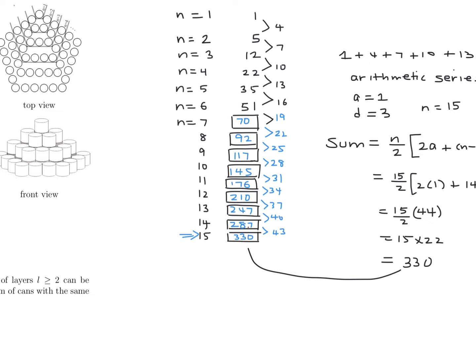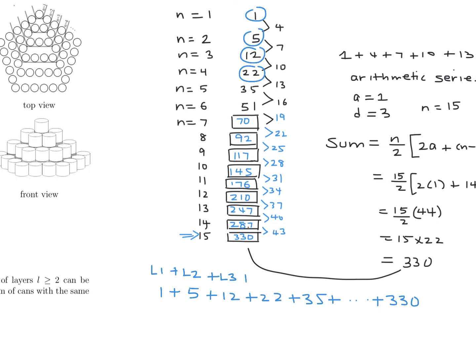This was layer 1, this was layer 2, layer 3, layer 4, all the way up to layer 15. So we have to add all these up. So we have to add 1 plus 5 plus 12 plus 22 plus 35, all of those, dot, dot, dot, until we get to 330. So this is essentially layer 1 plus layer 2 plus layer 3 plus layer 4 plus layer 5, dot, dot, dot, all the way to layer 15.